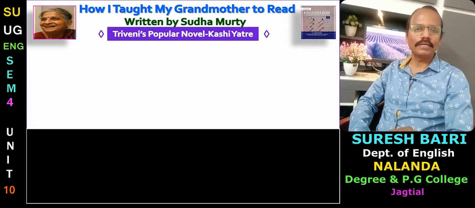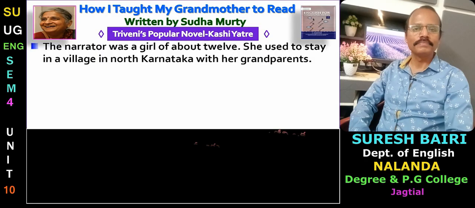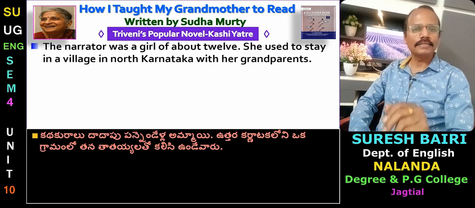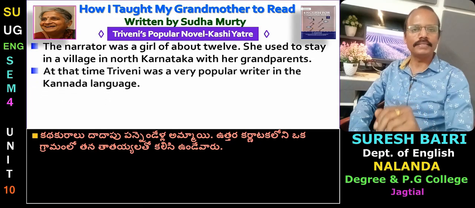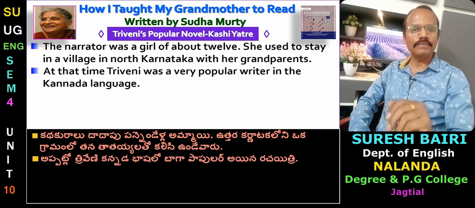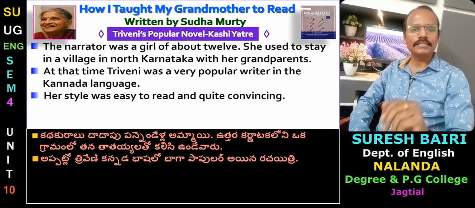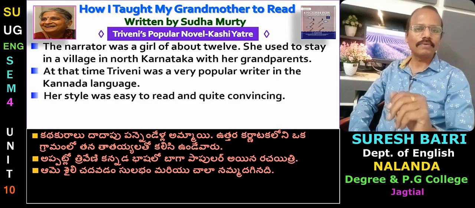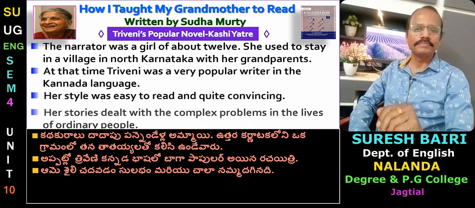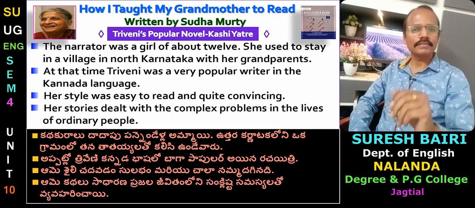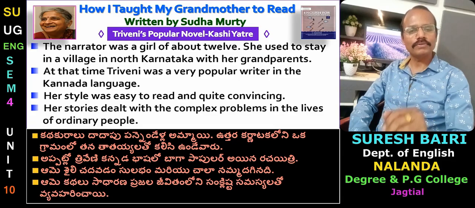Triveni's popular novel Kashi Yatre. The narrator was a girl of about 12. She used to stay in a village in North Karnataka with her grandparents. At that time, Triveni was a very popular writer in the Kannada language. Her style was easy to read and quite convincing. Her stories dealt with the complex problems in the lives of ordinary people.